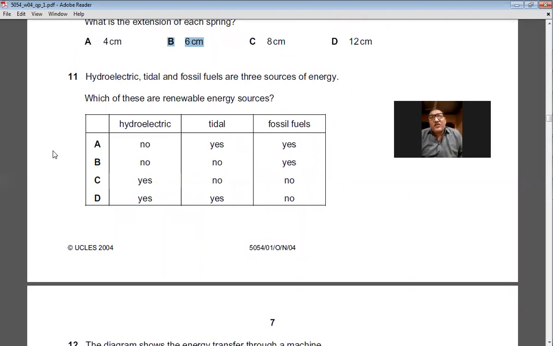Hydroelectric, tidal, and fossil fuels are 3 sources of energy. Which of these are renewable energy sources? Hydroelectric is renewable, so yes. Tidal is renewable, so we will say yes. Fossil fuels, no, it's a non-renewable energy source, so no. So D is the right choice. Very easily I can predict that D is the right choice. Question number 11, D is the right choice.